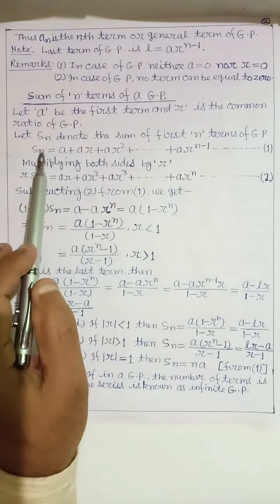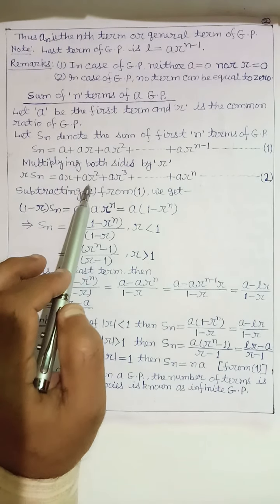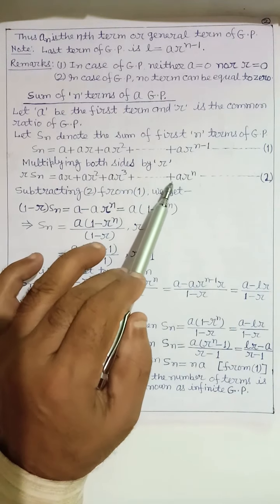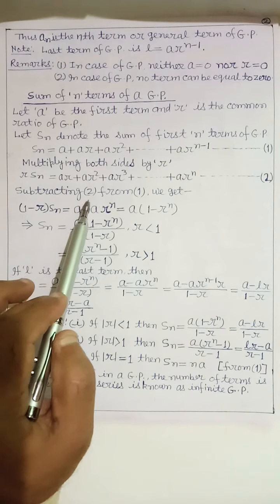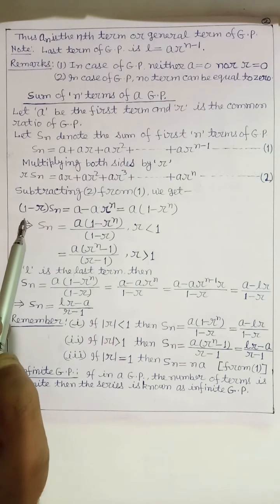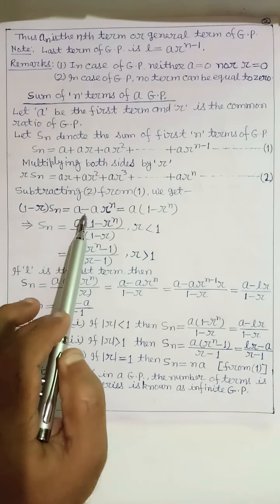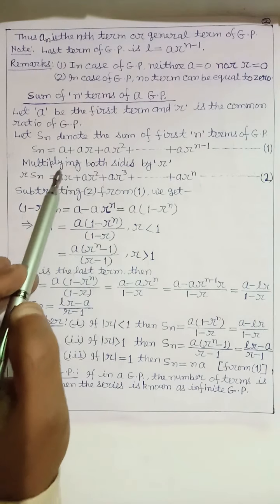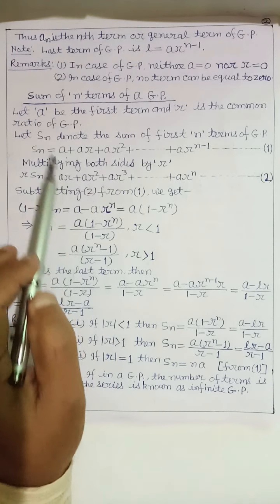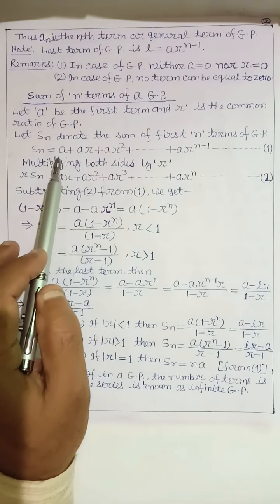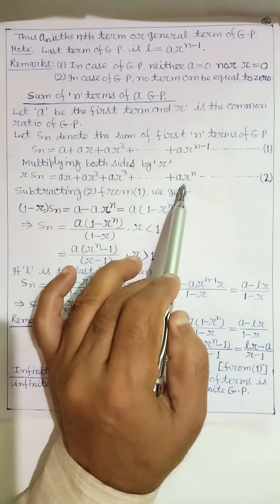Multiplying both sides by R, we get R Sn is equal to AR plus AR square plus AR cube plus and so on AR to power n. This is taken as 2. Here subtracting 2 from 1, we get 1 minus R Sn equal to A minus AR to power n. Dear students, here AR will be cancelled, AR square will be cancelled, only first term of the first equation and last term of the second equation remain.